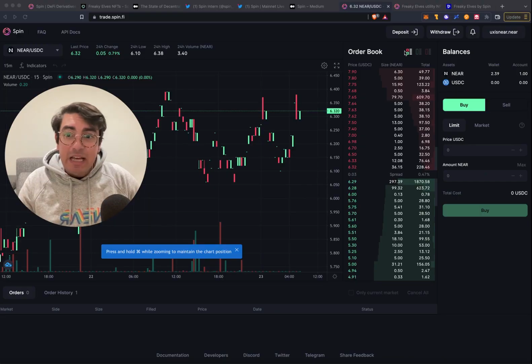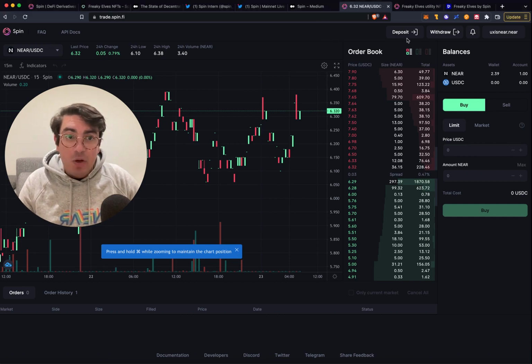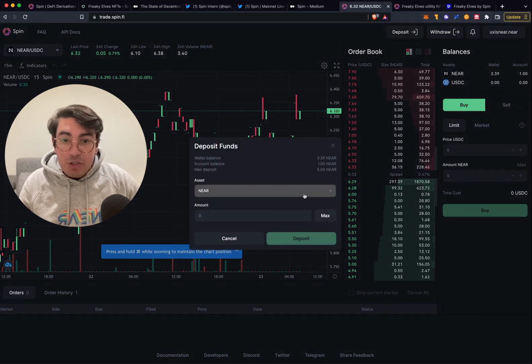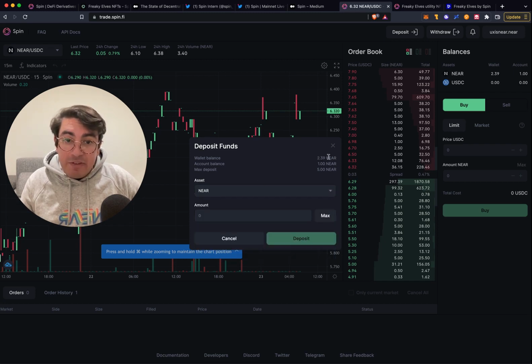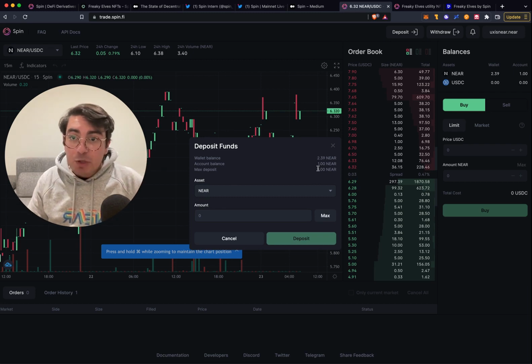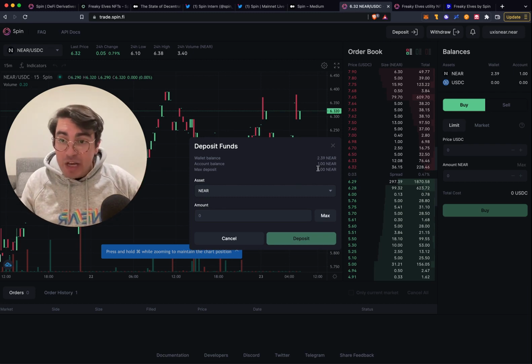And now finally, let's do a really quick overview of Spin Finance. So as I mentioned, for now, you do have to deposit assets into and out of the SpinFi smart contract. So when you click deposit, you just choose the asset. At the moment, they've got USDC, USN, Aurora, and Ref. It automatically identifies how much you have in your wallet. There are trading limits at the moment just because we are in beta mode and the exchange is being audited, so we can cap everyone's losses if this hits the fan.